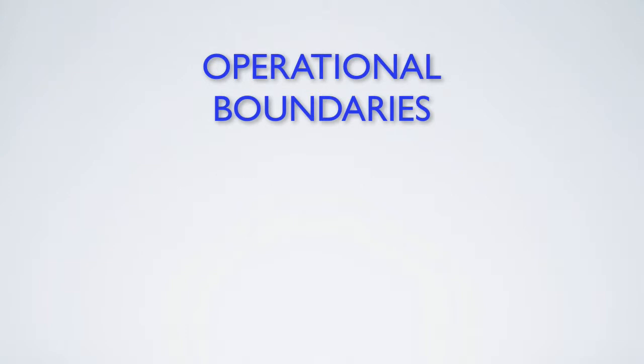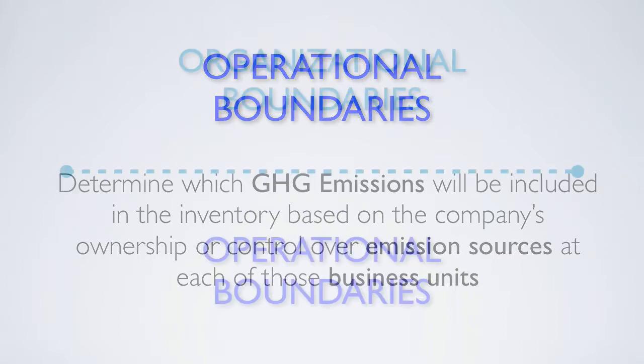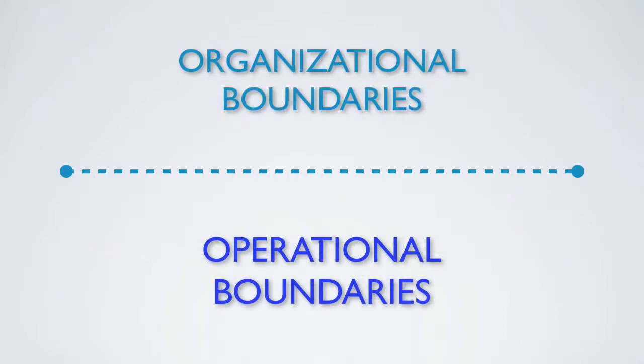Operational boundaries determine which greenhouse gas emissions will be included in the inventory based on the company's ownership or control of the emissions sources at each of those business units. Since operational boundaries are only applied to business units that fall within the organizational boundary, operational boundaries cannot be established until the organizational boundaries have been set.